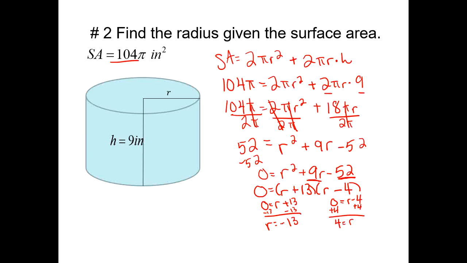Okay, so now we have two answers, but we're in the context of surface area of a cylinder. We can't have negative lengths for a radius, so that means that my radius is 4 inches. Woo! There was number 2 for surface area.